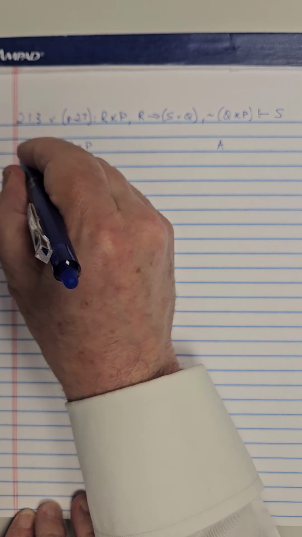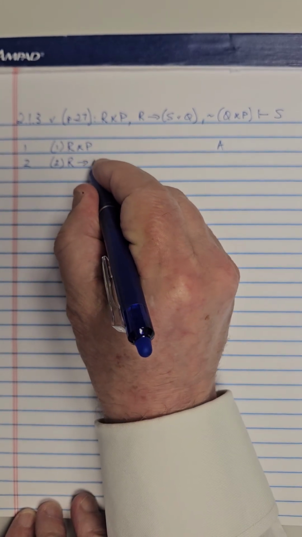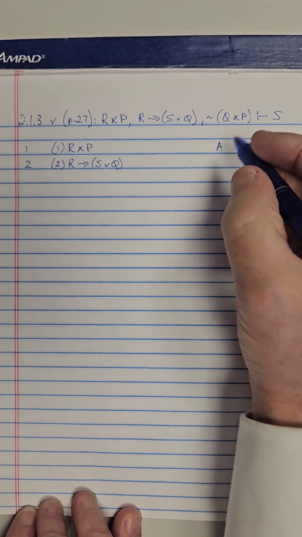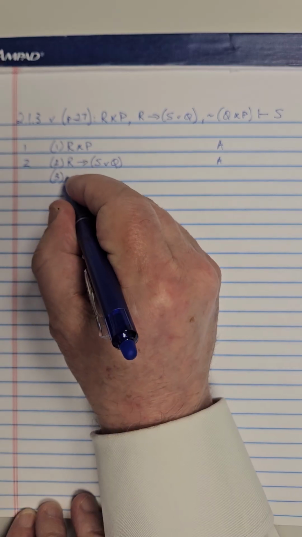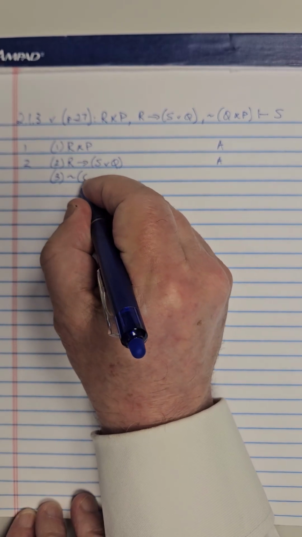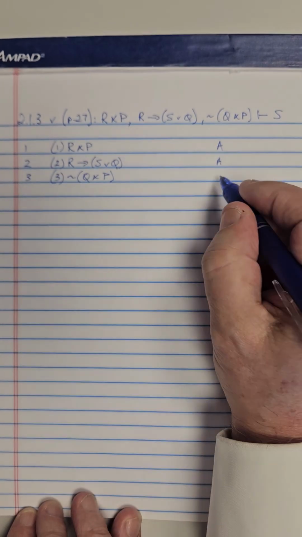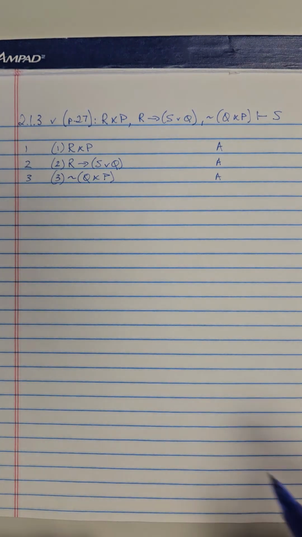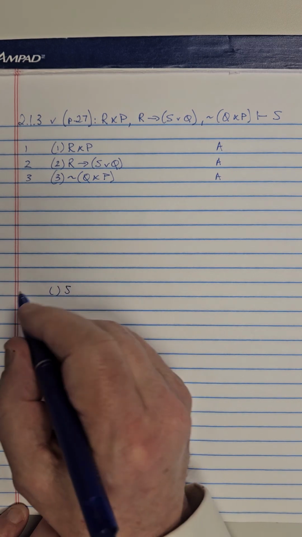The second premise is a conditional. If R, then either S or Q. And then the third premise is a negation. It's a negation of a conjunction. And our conclusion then is the atomic sentence S.